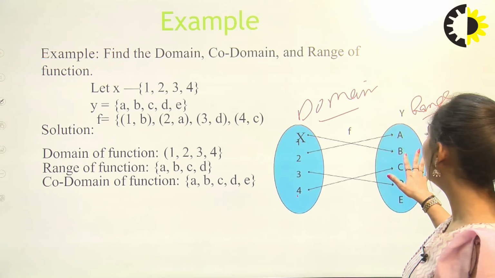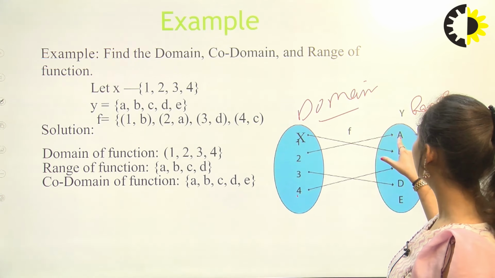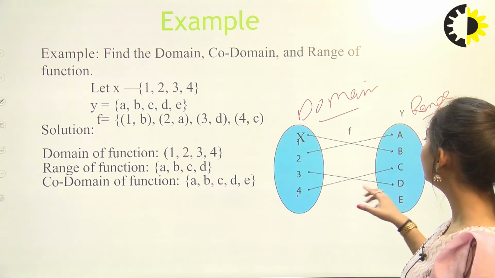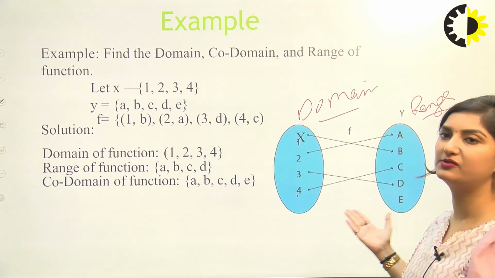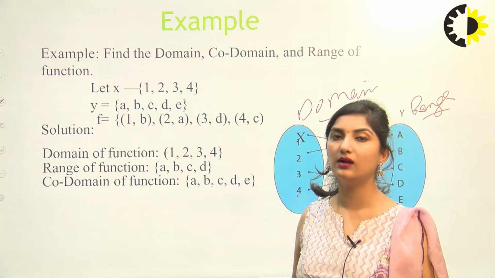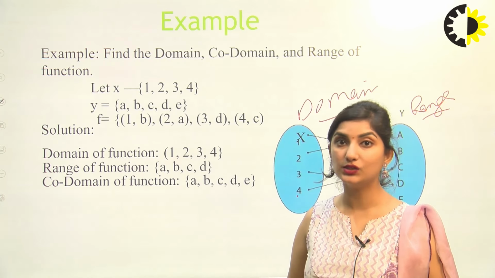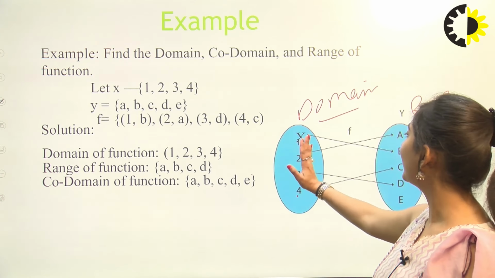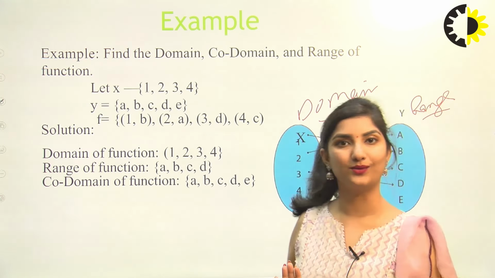1 का दोस्त है यहाँ, yes, B. 2 has a friend A. 3 has a friend D, and again 4 has a friend C. But E बेचारा अकेला है. So E doesn't have any friend, so it will not be part of the range. So range means the elements of the other set which have a mapping to them.